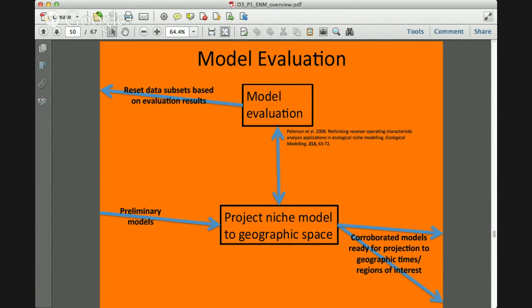Okay, then we get to model evaluation, and we're going to have a whole lecture on this shortly, so I'm not going to go into a lot of detail about this. In fact, I'll go through the slides very quickly just so that you see them. But this part of the process is crucial. A model that hasn't been tested is not necessarily informative.